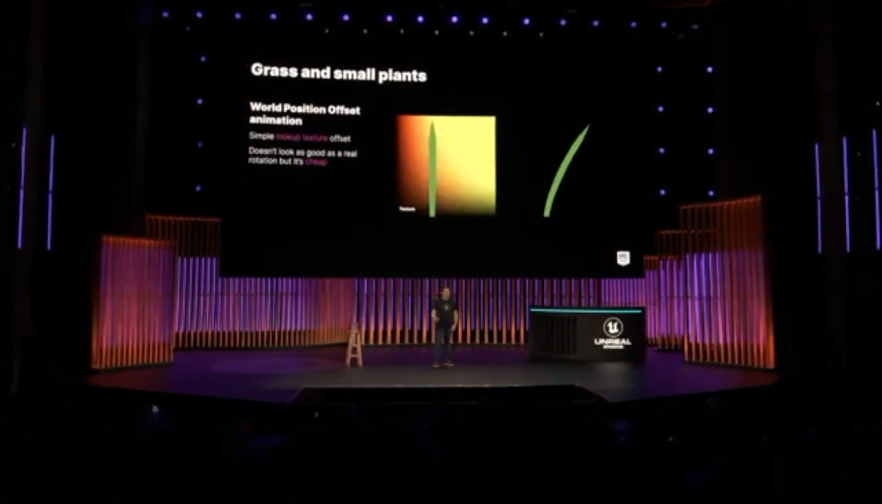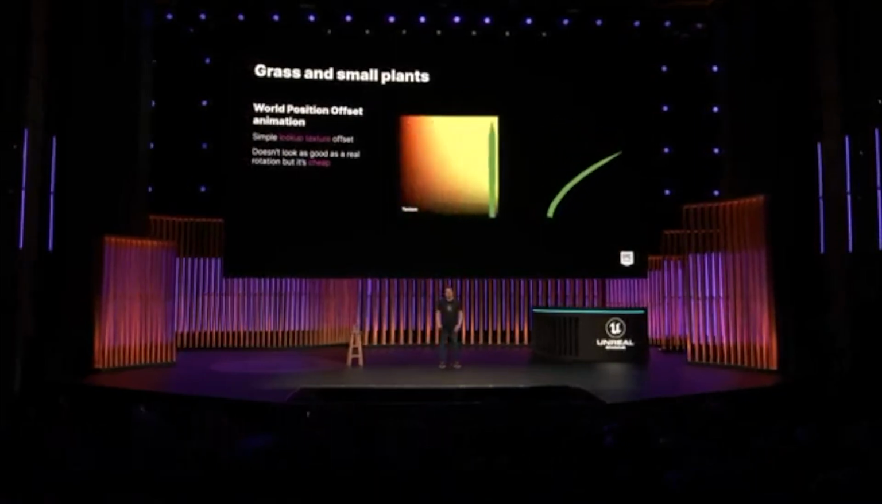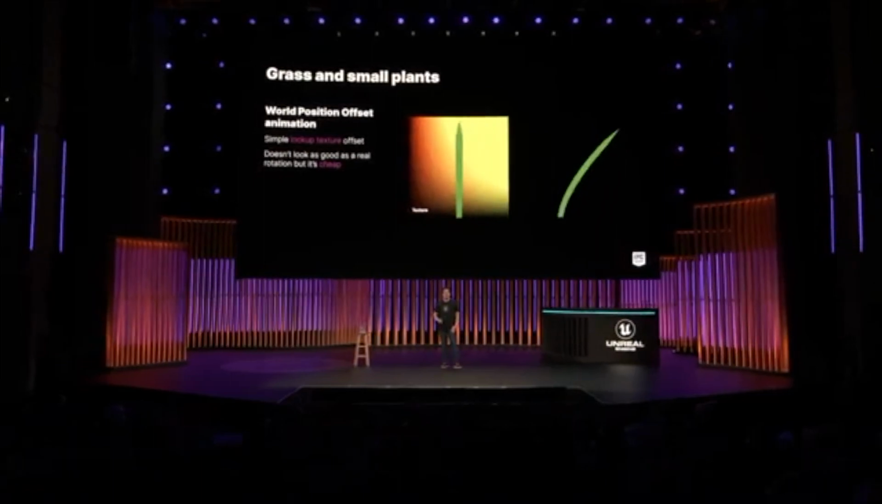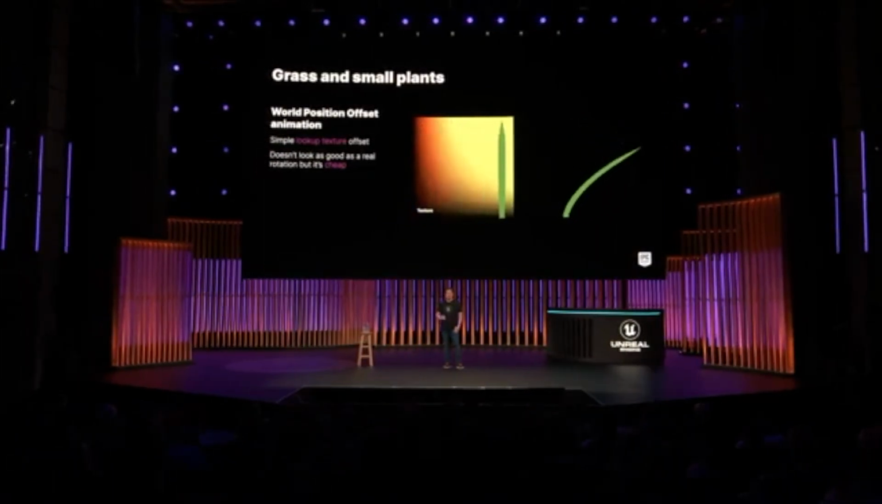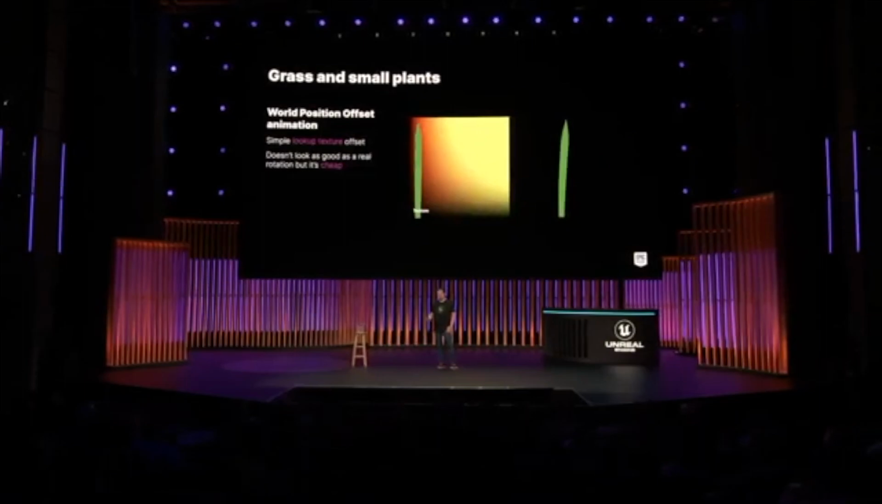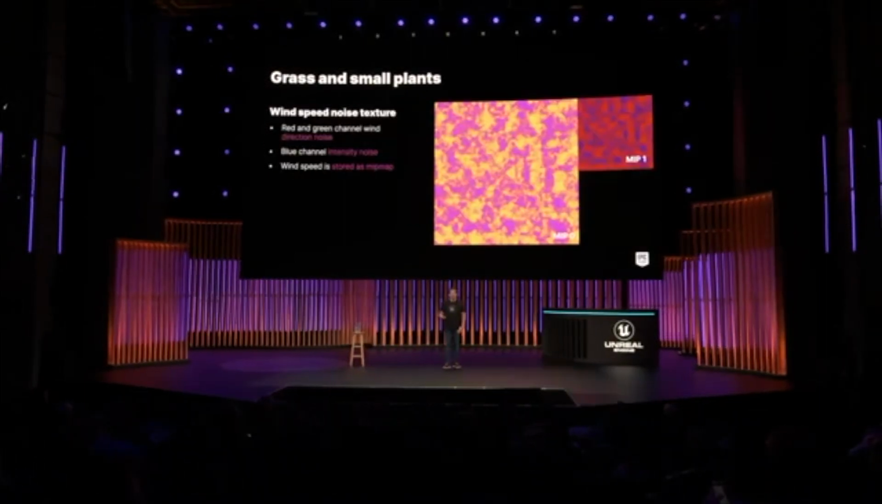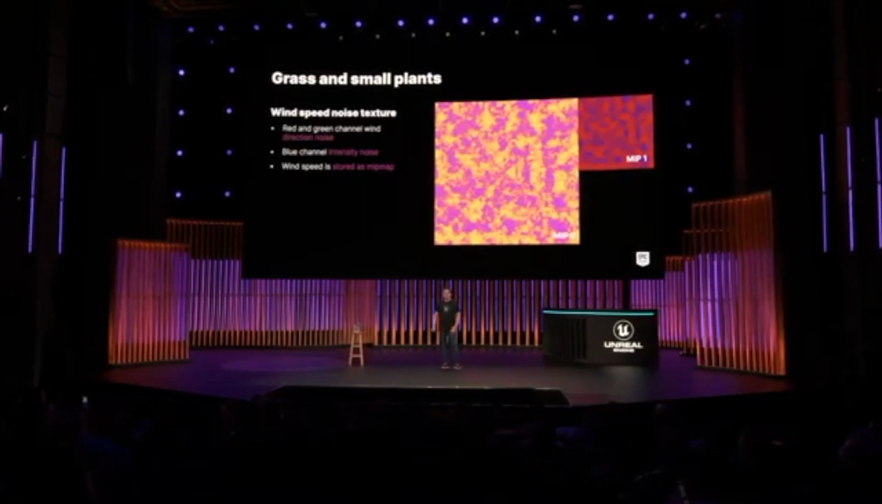Then we had to again optimize our vertex position offset shader for the animation. For all grass and small plants, we use a single generic lookup texture with a baked offset in it. This doesn't look as good as a real rotation, but it's very cheap. We also optimized our wind speed and noise textures.